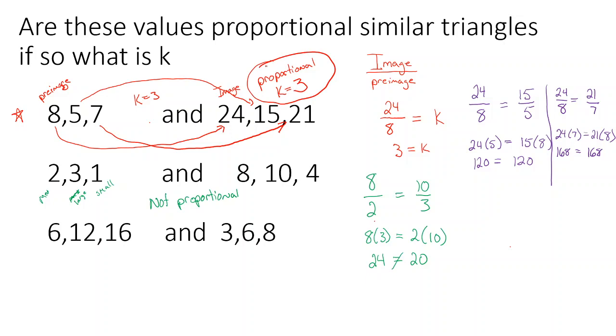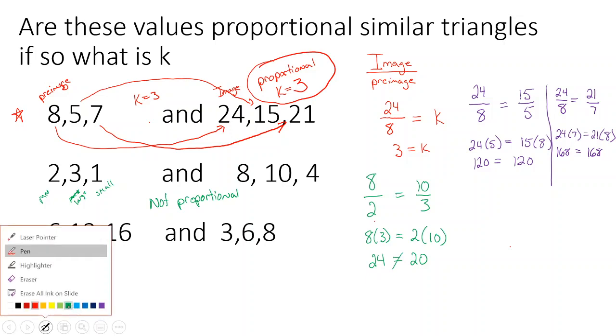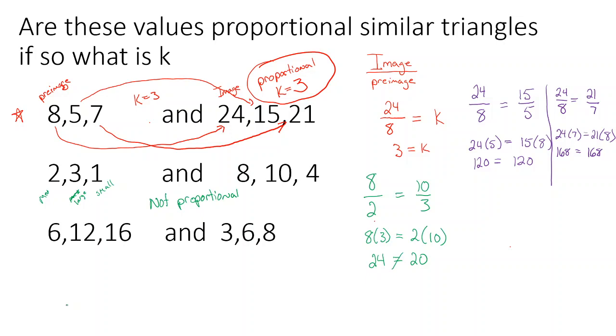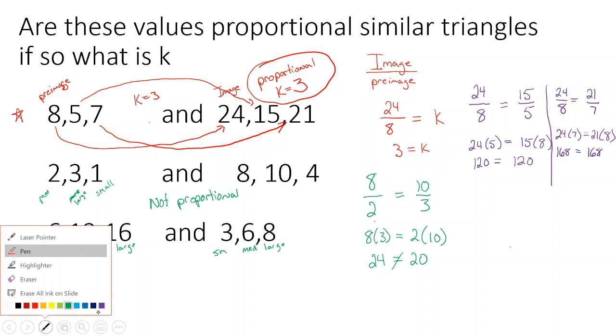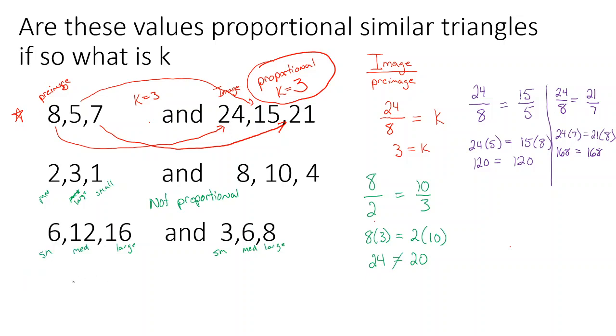Now let's work on our last question. And again, we're going to look and see if they're proportional. I got small, medium, large, and should have small, medium, and large. So let's start working, and let's put the image of 3 over 6. Now, this one was an enlargement.